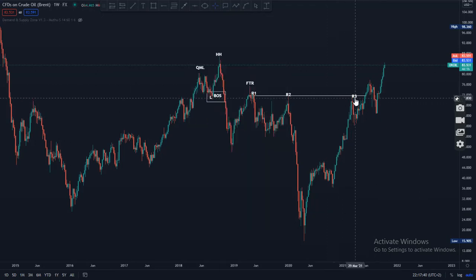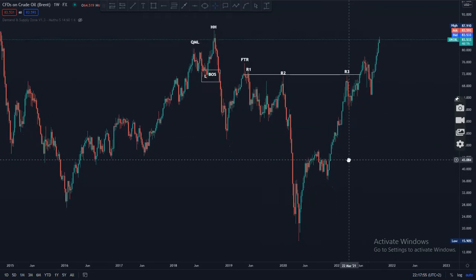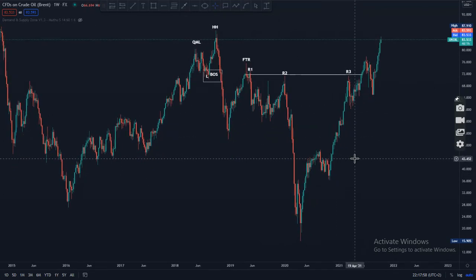Okay, so of course this doesn't guarantee that the market is going to automatically reverse. Remember, an edge is nothing more than a high probability of one thing happening over another. It doesn't really mean that this particular trade is going to work, but it has a higher chance of working than not, right? Yeah, so that's how it is.